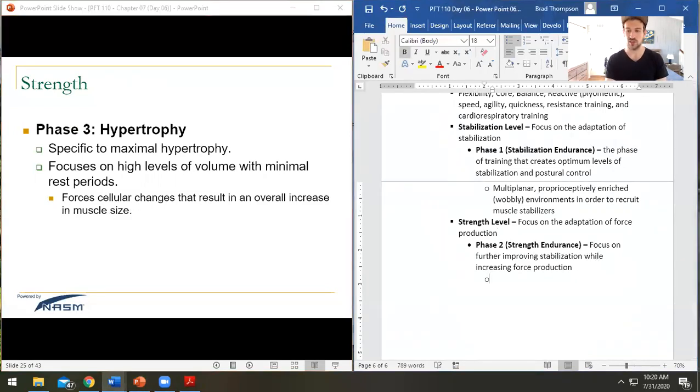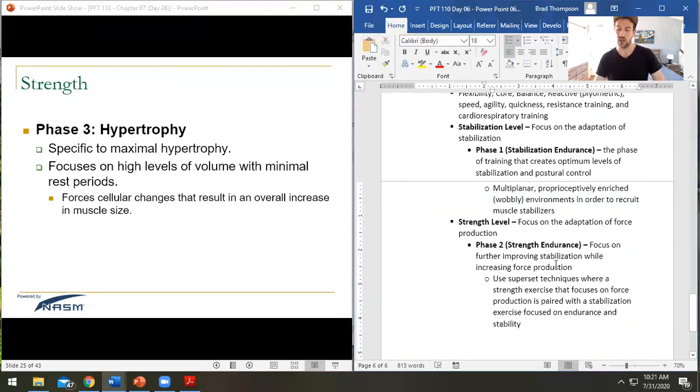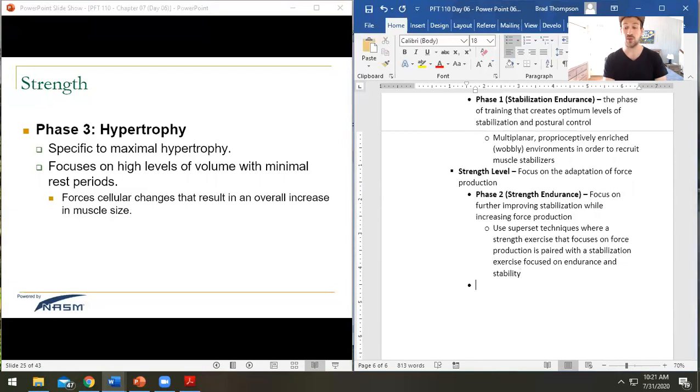So this is going to use superset techniques, where a strength exercise that focuses on force production is paired with a stabilization exercise focused on endurance and stability. Then we've also got within the strength level phase 3 here, which is going to be hypertrophy.